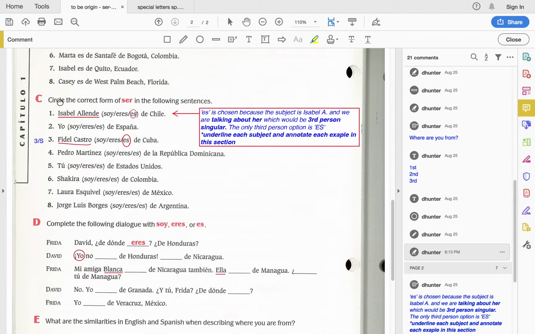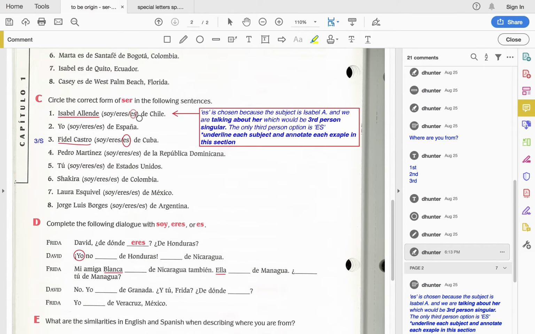So this first one says, choose the correct form of the verb ser in the following sentences. Isabel Allende, and we have three options, de Chile. So we could say, soy de Chile, eres de Chile, or es de Chile. The text has chosen es de Chile, and they've chosen correctly because Isabel Allende is our subject. We know that we're talking about Isabel, which would make her third person, and we're also only talking about one person named Isabel Allende, so that's singular. The third singular form for the verb ser is es. So that is why we've chosen es in this case.